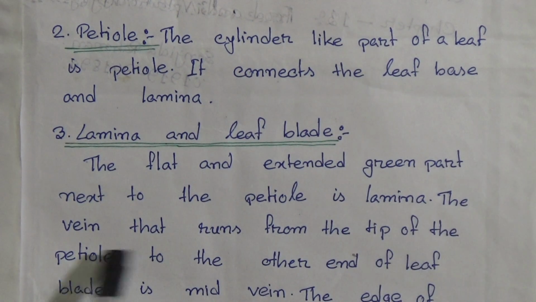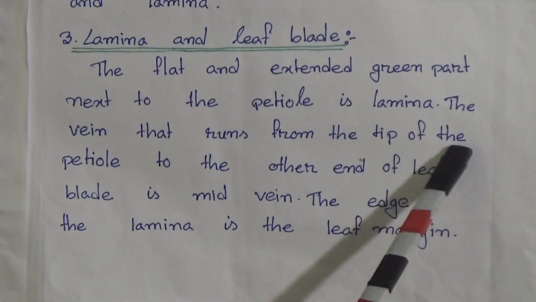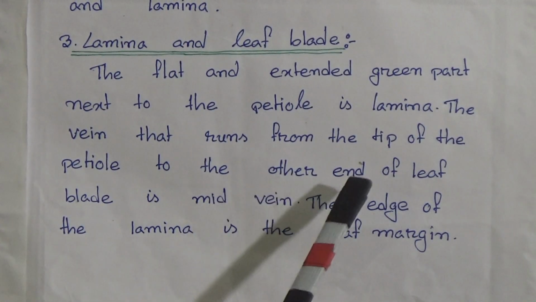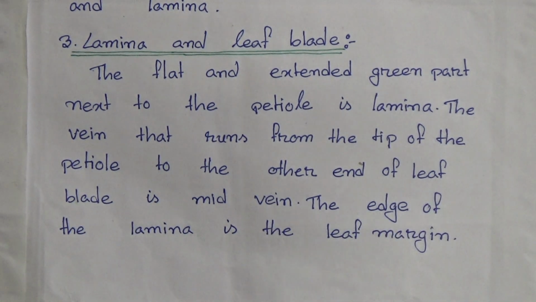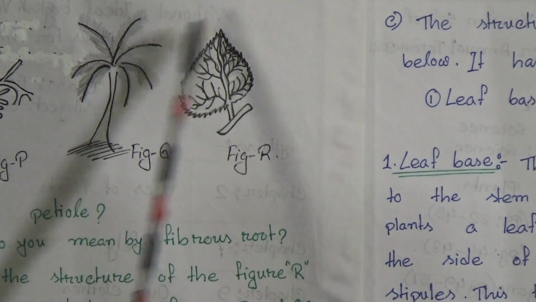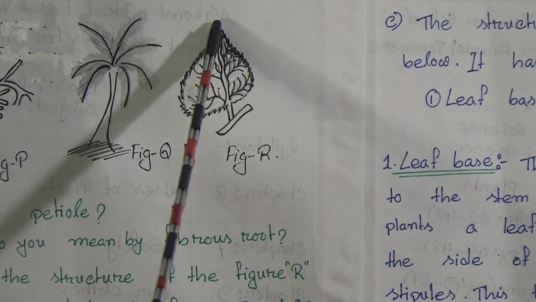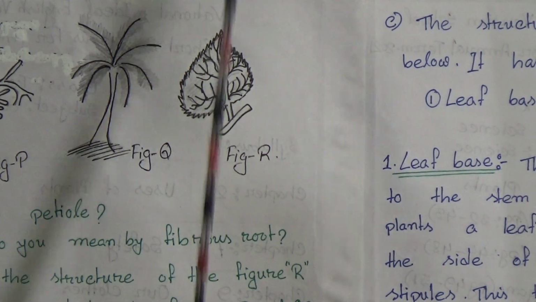Petiole is lamina. The vein that runs from the tip of the petiole to the other end of the leaf blade is the midvein. It is called the midvein when it starts from the middle of the leaf and ends at the last part of the leaf.